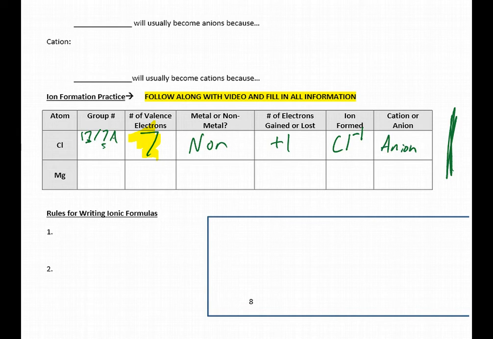All right. So let's take a look at magnesium here. First thing I want you guys to see is magnesium. It's in group 2 or 2A. That should be a pretty easy one. If we look at that, then the number of valence electrons on that, if you count over there, it's got 2. Now it says, is it a metal or a non-metal? Well, it's almost as far on the left as you can go. So that would actually be a metal, which is very cool.